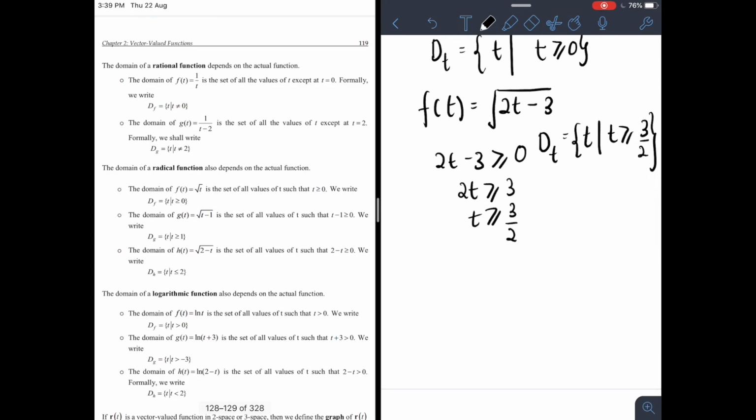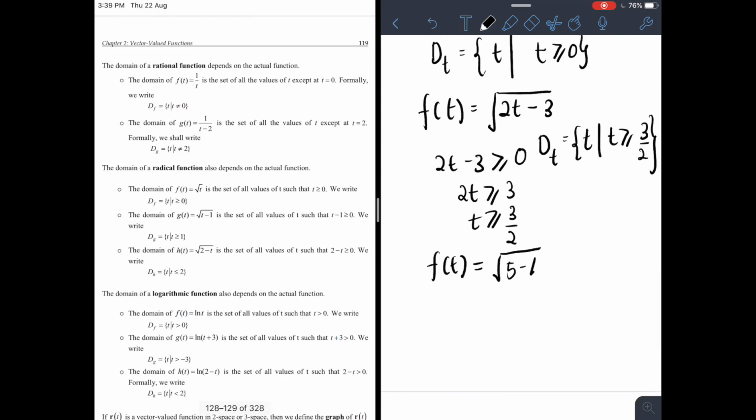What should I do right after this? So this is the answer for this question. Let's say I'm giving you another example. Function f(t) is equal to the square root of 5 minus 4t. What should you do when you have this kind of question?